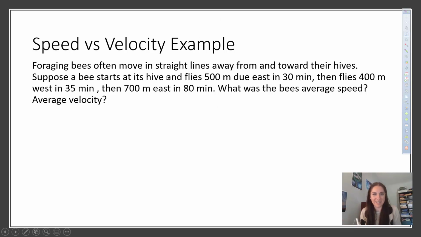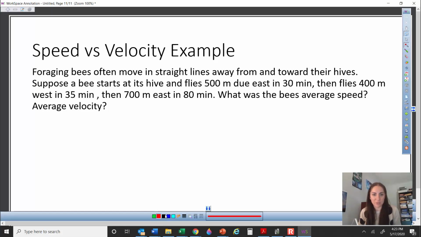Totally realistic, right? So suppose a bee starts from the hive and it flies 500 meters east in 30 minutes, 400 meters west in 35 minutes, and then 700 east in 80 minutes. What's the bee's average speed and average velocity?